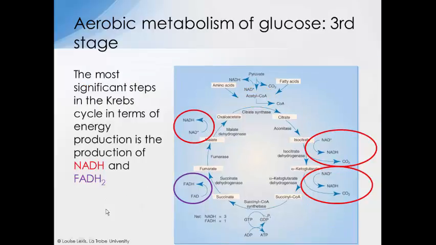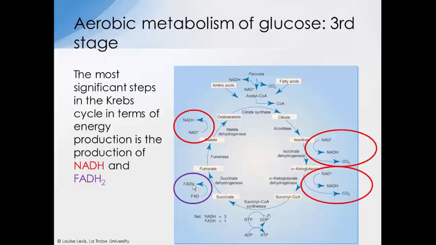Okay, so just to summarise, the most important steps in the Krebs cycle in terms of energy production, so in terms of ATP production, are the formation of NADH and FADH. And what's key with these molecules is the hydrogens that they're transporting. Remember that NADH and FADH are formed when NAD and FAD pick up hydrogen atoms, and that's shown here. So these hydrogen atoms are taken to another place in the mitochondria where the ATP is produced, and that's what I'll show you in the next stage.